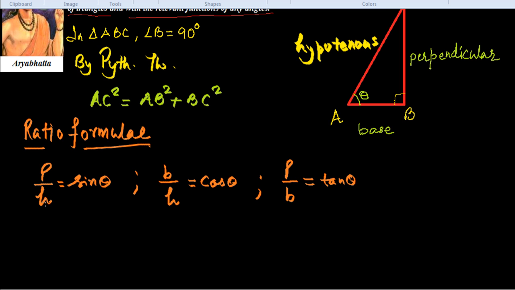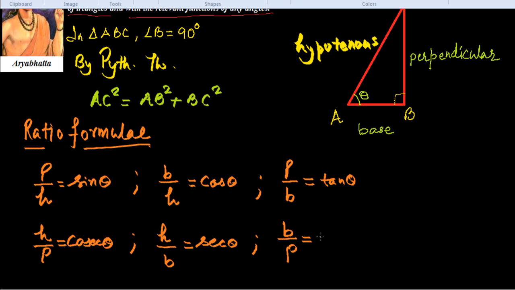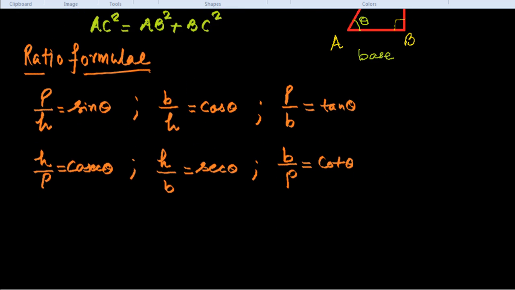And if we take the reciprocals, instead of perpendicular over hypotenuse we take hypotenuse over perpendicular, so we get cosec theta; hypotenuse over base gives sec theta; and base over perpendicular gives cot theta. So these are the ratio formulae.